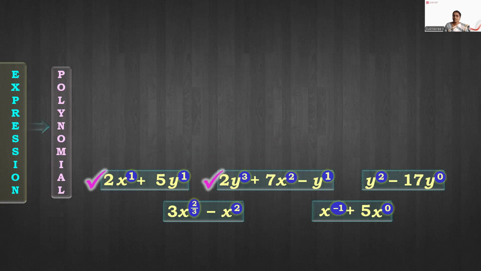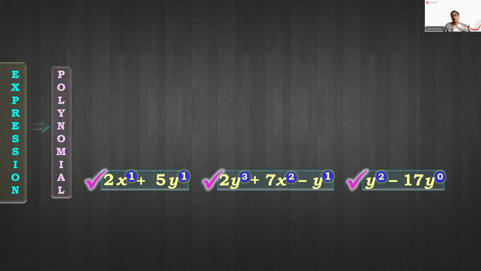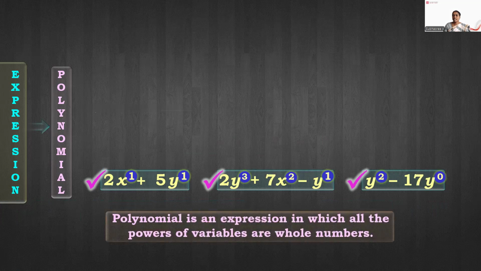The first equation is a polynomial. The second equation is a polynomial. The third one, yes, it's correct. What about the fourth one? It is not a polynomial because it carries a fractional power, 2 by 3, and also the last one, x power minus 1, carries a negative sign, so we don't consider that a polynomial. You are clear? So a polynomial is an expression in which all the powers of the variable are whole numbers. You want to understand the term whole number.